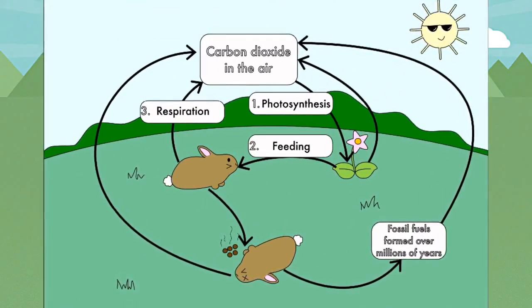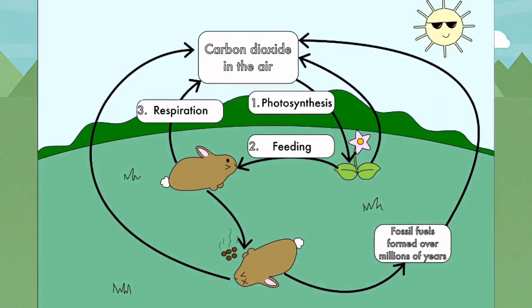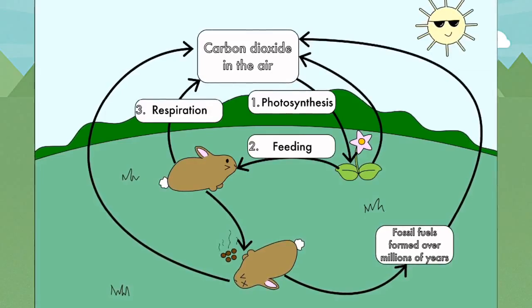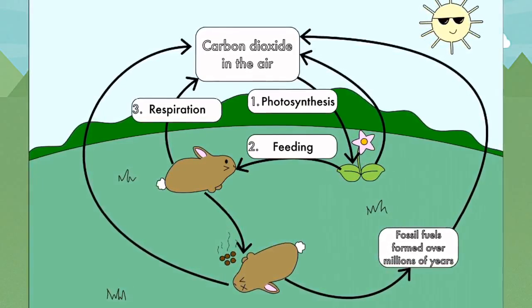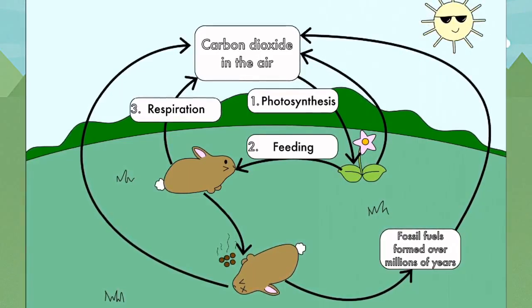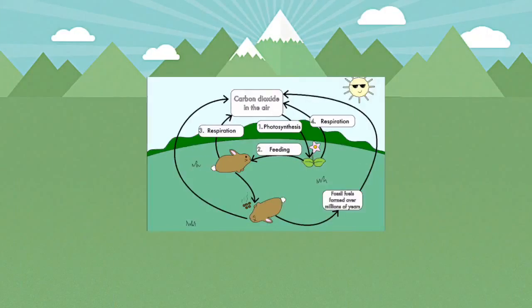Some of the carbon compounds taken in by feeding is used by the animal in respiration. This process releases energy from the carbon compounds for the animal to use in things such as movement and keeping the body at the right temperature. During respiration, carbon compounds are broken down and carbon dioxide is released back into the air.